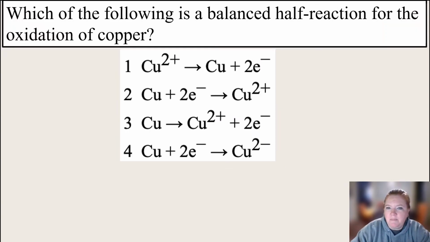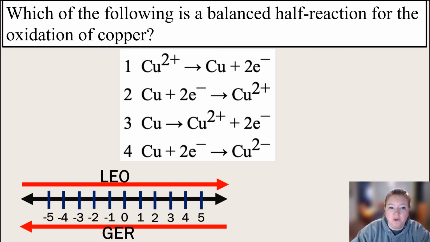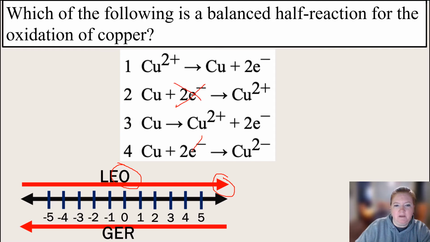Which of the following is a balanced half reaction for the oxidation of copper? So again, remember this. When I have oxidation, my electrons belong on my product side. So here they're on the wrong side. Here they're on the wrong side. Okay, so for my remaining 2 choices, they both have 1 atom of carbon on each side. So conservation of mass won't help me. So charge is what's going to do it.